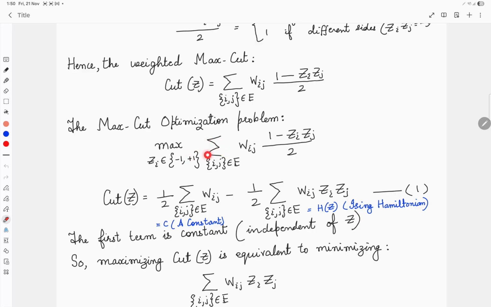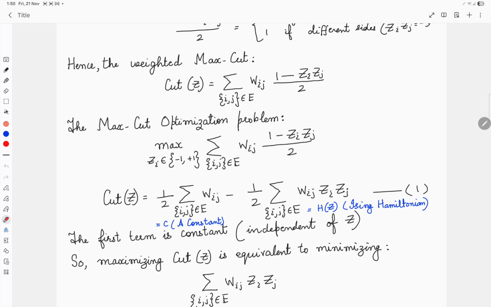That means this is the expression which gives me the solution of the max cut problem. If the weight is 1, I will get the maximum number of edges for a cut, and that's the solution of the max cut problem. So let us now try to expand this term inside the summation.